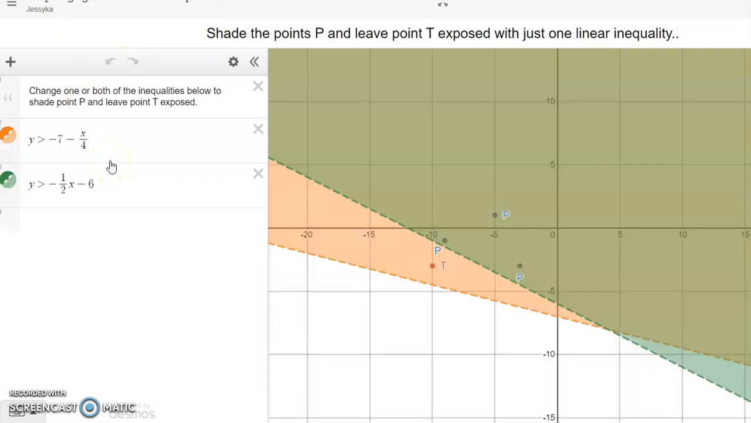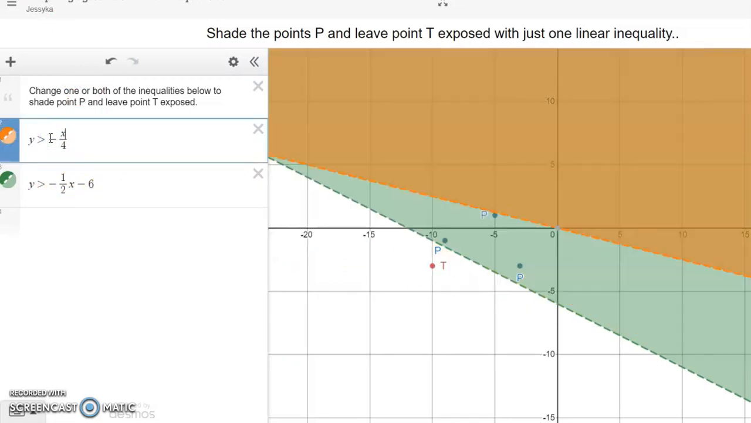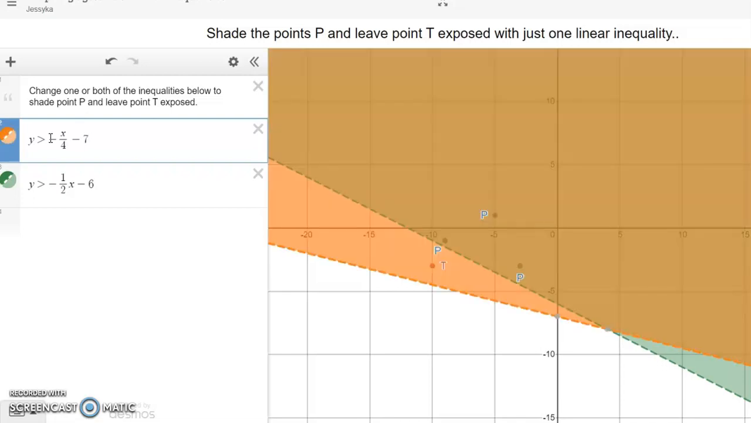Alright guys, so I rewrote these equations. Remember, this would be the same thing as minus 7. Now I can see that T is not a solution, but all the P points are a solution.